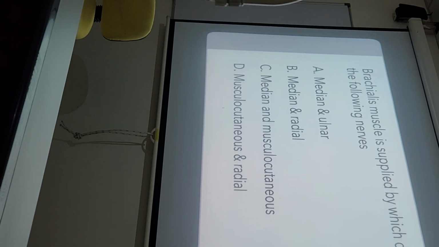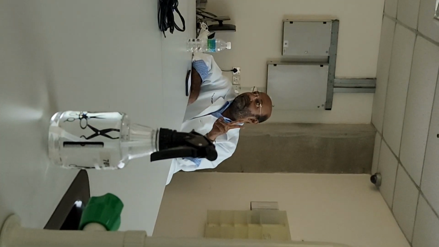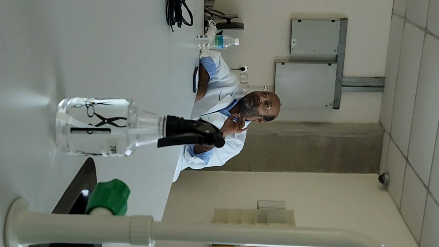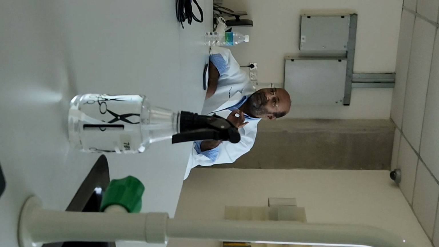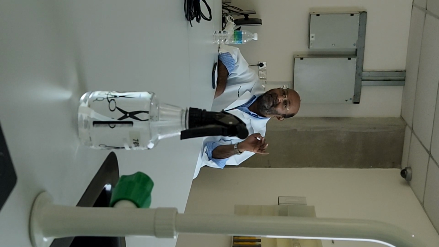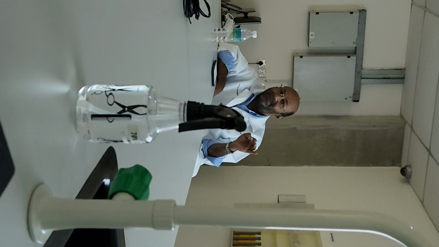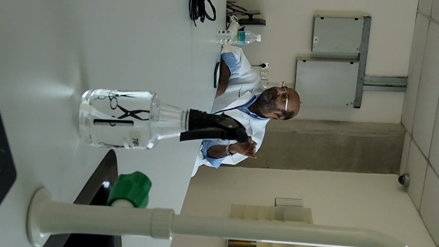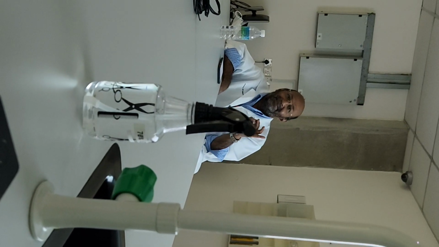Clear? Those muscles have dual nerve supply. Brachialis is one of the muscles. The other muscle is flexor digitorum profundus and the other muscle is lumbricals. Clear? Don't think too much.